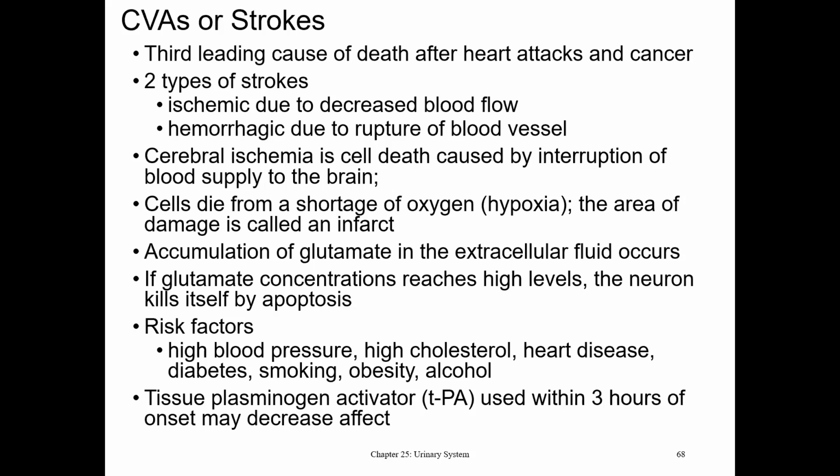Glutamate, one of those excitatory neurotransmitters, starts being released from the damaged cells and triggers apoptosis in all the neurons around it. Individuals at risk are ones with high blood pressure, heart disease, high cholesterol, diabetes, smoking, obesity, and alcohol issues. So all of these are interrelated. Strokes kill if they're not caught in time.